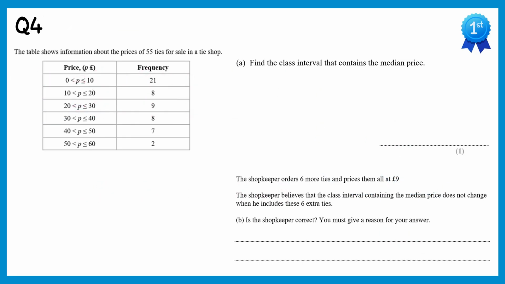For the first part of this question, we've been asked to find the class interval that contains the median price. So the median is the middle number when you put the numbers in order. You can see from the question it says we've got 55 ties. So if we do 55 plus 1, we get 56. And then if you half this, 56 divided by 2 is 28. This tells us that the middle tie price will be the 28th price. So we just need to count down the frequency until we hit 28.